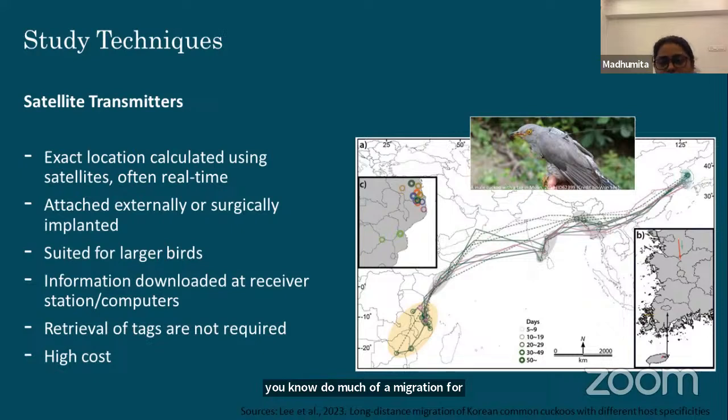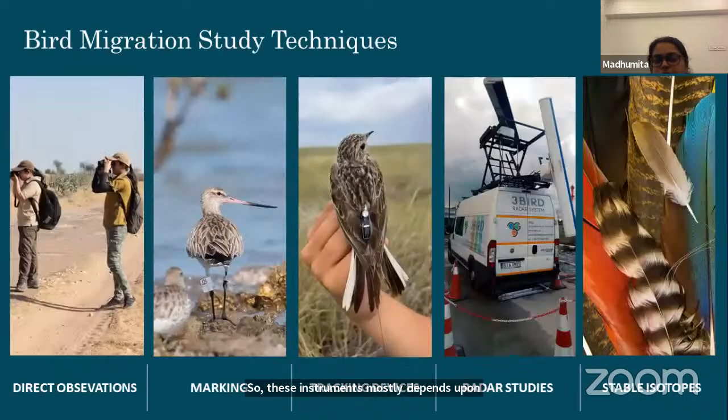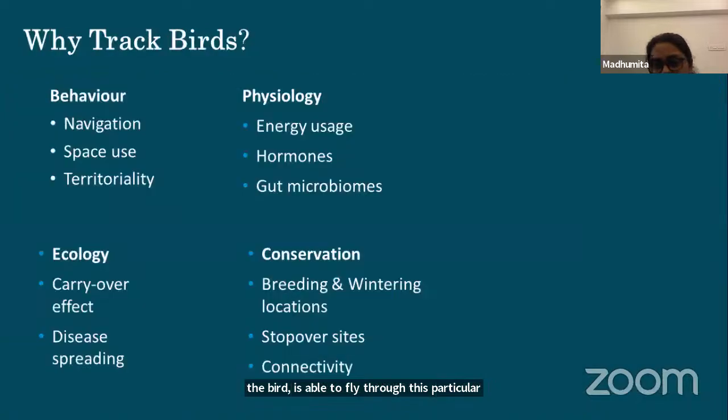So depending upon what kind of migration study you want to take up, you will use these kinds of instruments. There are a lot more devices, especially tracking devices. There are many kinds of tracking devices. It depends on what you want as a researcher, what you want to concentrate on. Do you want to find a stopover site? Do you want to know whether the bird is using this particular passage, or whether the bird is able to fly through this particular barrier or not? That depends upon what exactly your question is.